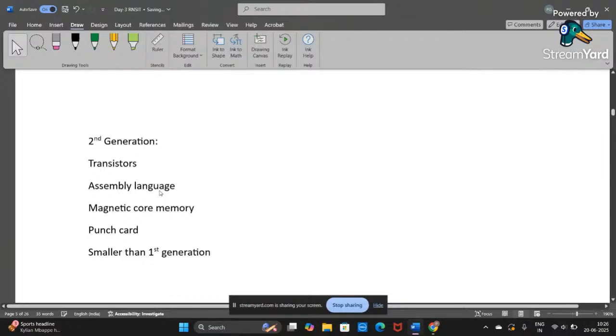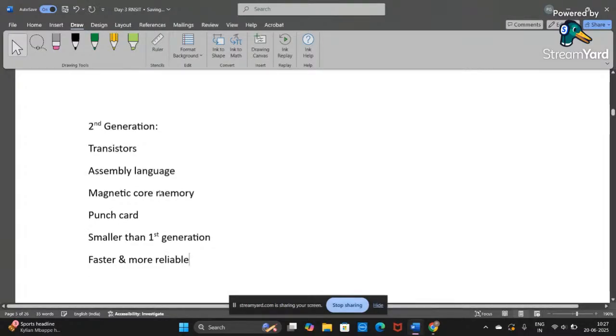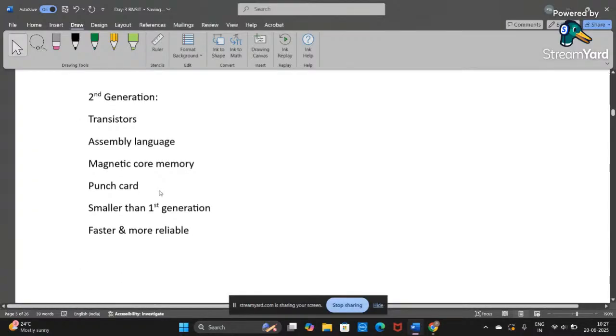Speed: faster and more reliable. The advantage of this is less heat, and it was cheaper compared to the first generation. Examples for this are IBM 1401 and IBM 7094. These are the examples for the second generation.